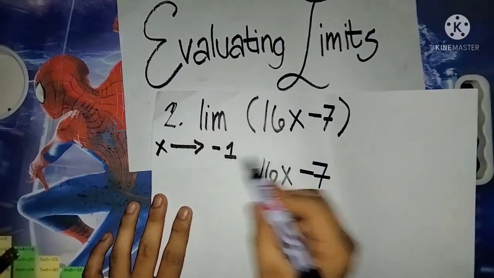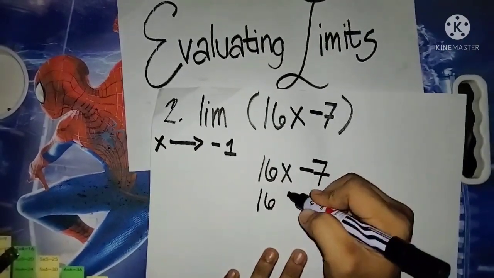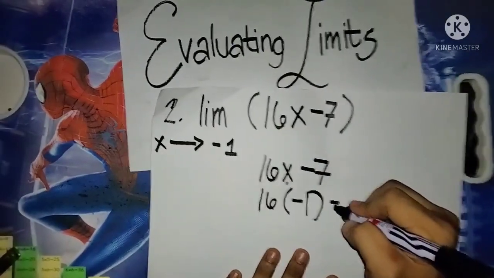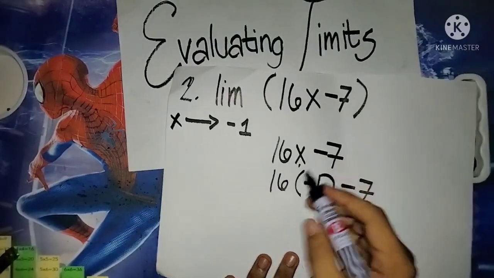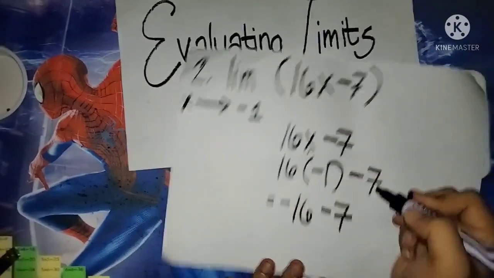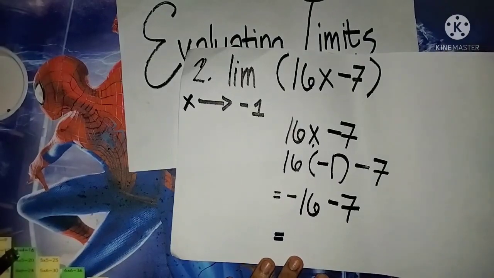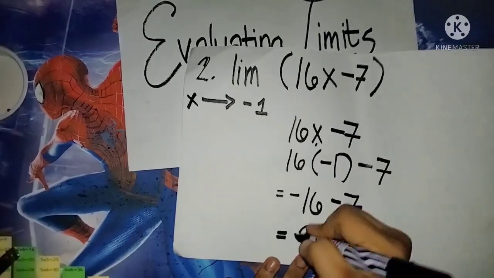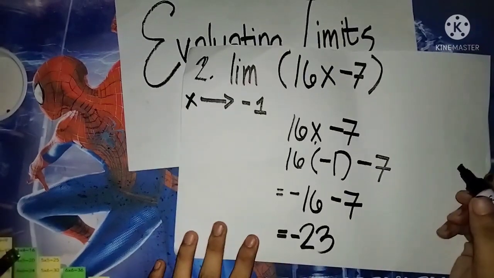So we also apply the direct substitution. We have 16, where x is negative 1, so we put negative 1, minus 7. So 16 times negative 1 is equal to negative 16. Copy the negative 7. So negative 16 minus 7 is equal to negative 23. So our limit of 16x minus 7 as x approaches negative 1 is negative 23.